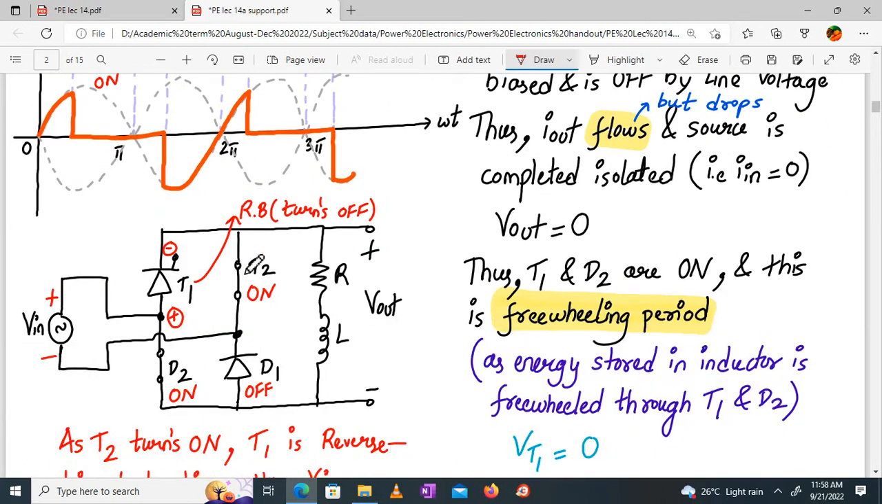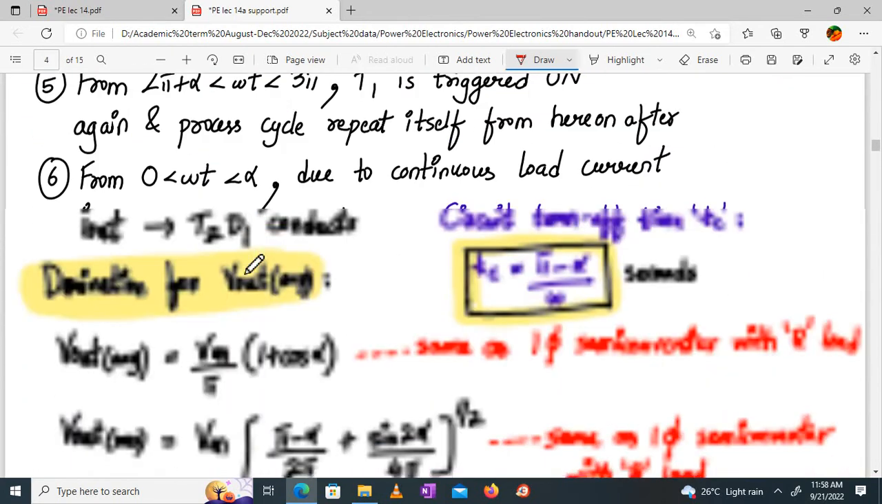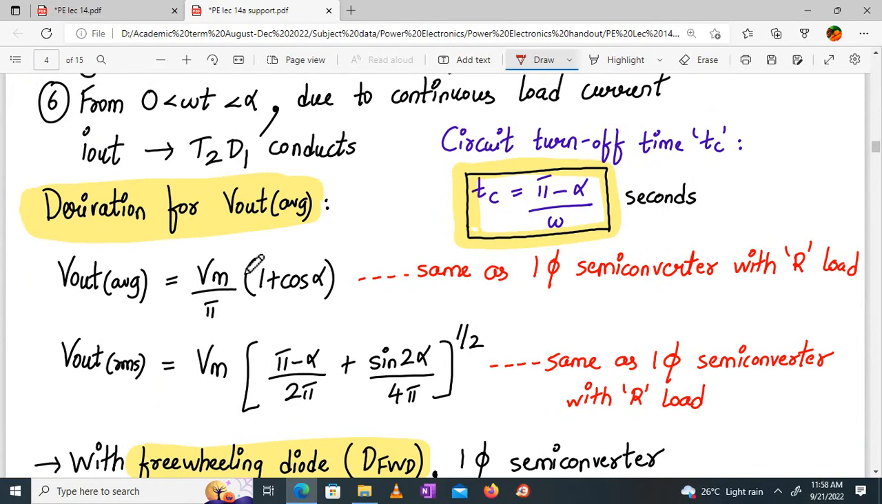What about the expressions now? Write down the expressions again. V out average, it's same as I told you all. Output wave shape is not changing for continuous current case. It's same for R load, RL load and RLE load for semi converter. So V out average will be Vm upon pi into 1 plus cos alpha. Write down the circuit turn off time. Tc is pi minus alpha upon omega. Write it down. Circuit turn off time is pi minus alpha upon omega. And what about V out RMS? Vm into pi minus alpha upon 2 pi plus sine 2 alpha upon 4 pi, raised to half.